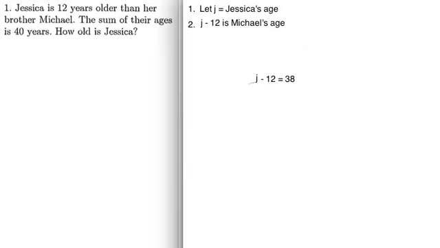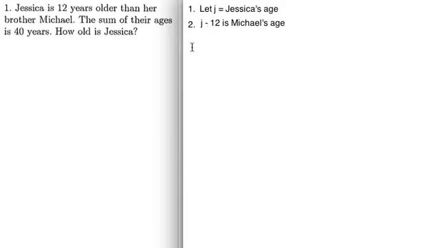And so then instead of 38, which is just a fake number that we made up for Michael's age, we have the expression for Michael's age is J minus 12. Okay, once you have your expressions, step two, often there's many expressions here, not just one, but 2, 3, 4, 5, 6 sometimes in some problems.